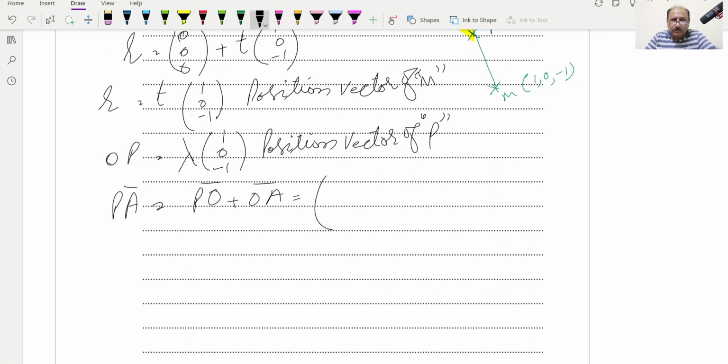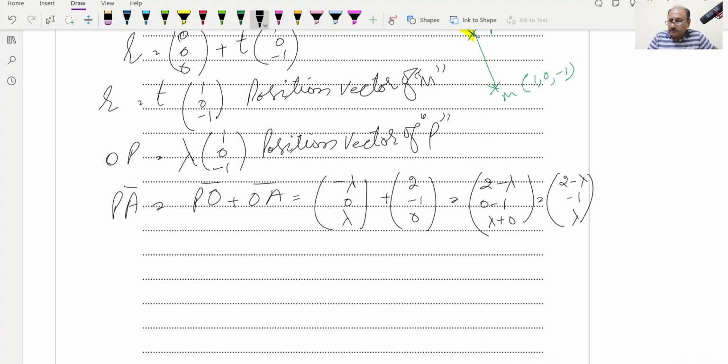PO will be what? The negative of OP will be minus lambda, 0 and lambda. This will be PO. Plus OA, which is 2, minus 1 and 0. And this will be equal to 2 minus lambda, 0 minus 1, and lambda plus 0. And this will result in 2 minus lambda, minus 1, and lambda. So this will be PA.